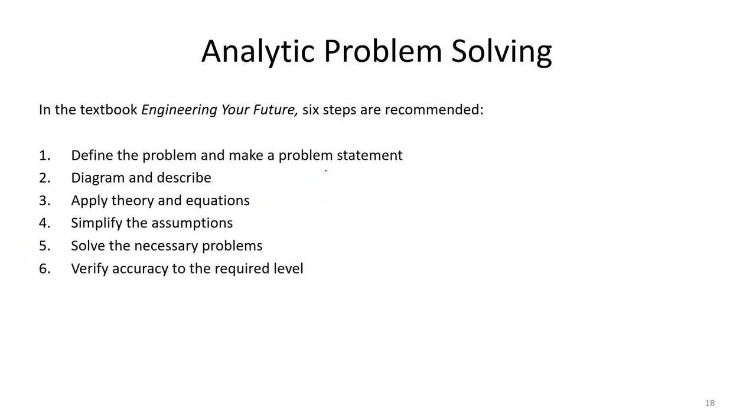So our textbook recommends following 6 main steps when you are doing analytic problem solving. First, you define the problem and make a problem statement. You want to make sure you know exactly what the problem is that you're trying to solve. Read the instructions carefully and review your data and known information carefully. Next, diagram and describe. You want to understand the problem.